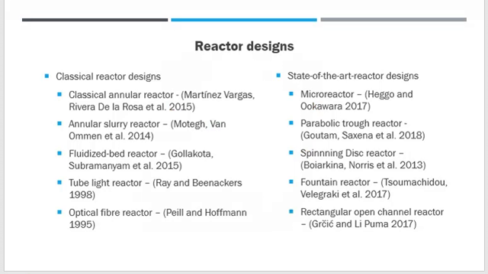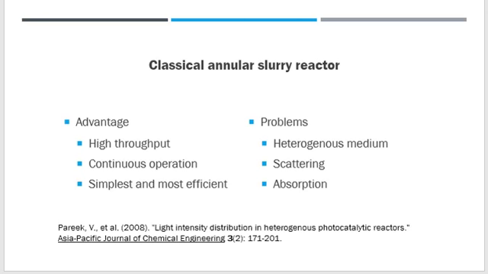The classical reactor designs include the classical annular reactor, annular slurry reactor, fluidized bed reactor, tube light reactor, and optical fiber reactor. In addition to the classical designs, the most recent and state-of-the-art designs include the microreactor, parabolic trough reactor, spinning disk reactor, fountain reactor, and rectangular open-channel reactor. The list is by no means exhaustive, but to list them all here would be impractical. When high throughput and continuous operation is sought, the classical annular reactor is perhaps the simplest and most efficient.